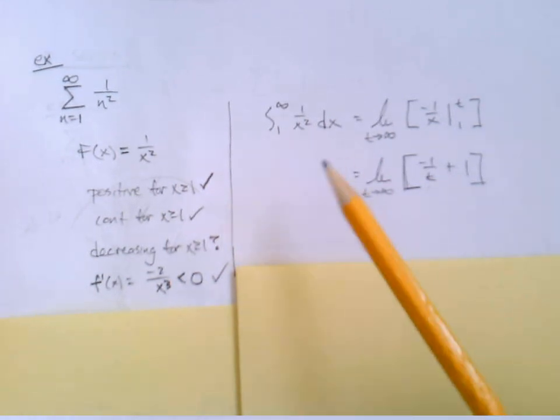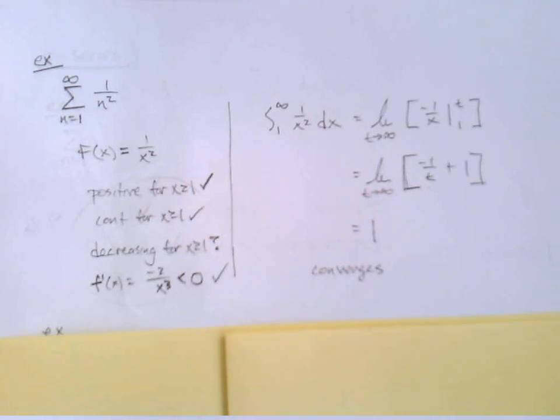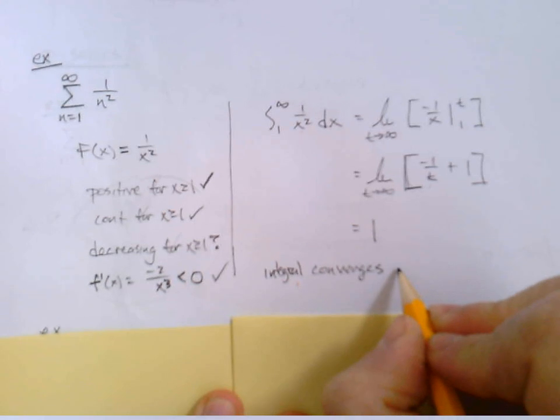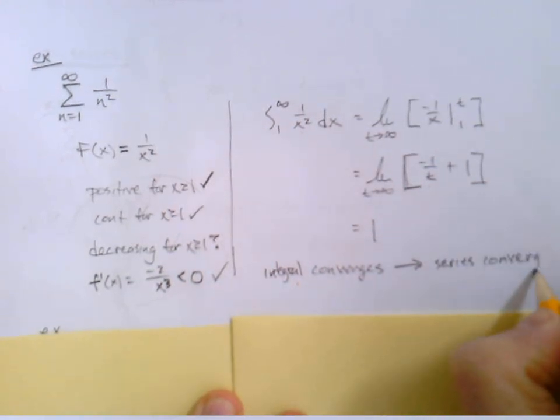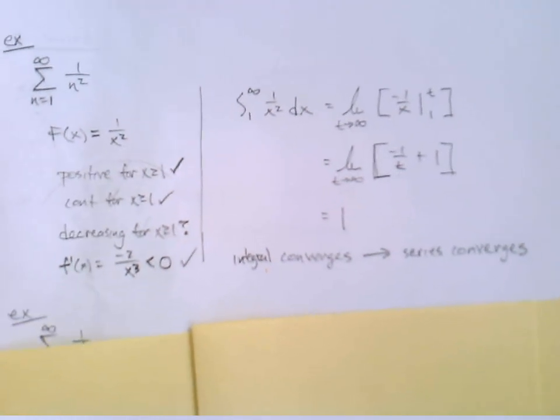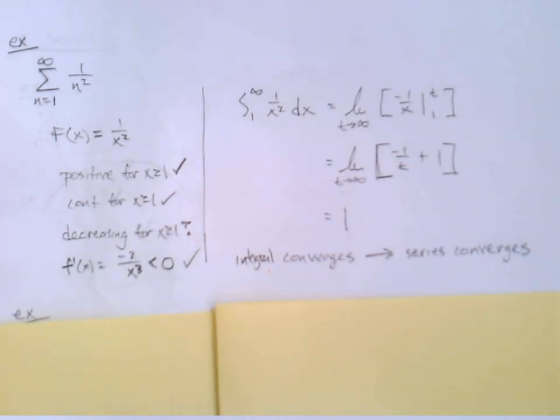The point is the integral converges. So what can we say about the series? Let's be really clear. The integral converges. Therefore, the series converges. And if I really wanted to be extra correct, I would say the series converges by the integral test. Because this is just a demonstrative example, I think we get it. Okay, it converges.